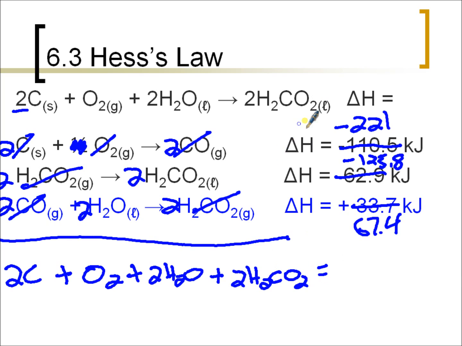All I have to do now is add up all three of these delta H's, and it'll be my new delta H. So using my calculator, I got negative 279.4, and it's going to be kilojoules. So a little more challenging question, but all the rules apply.